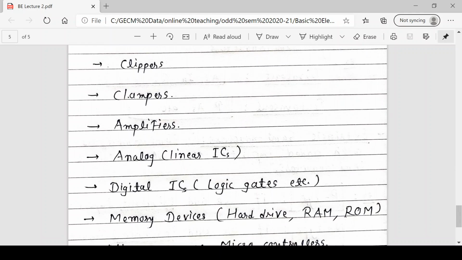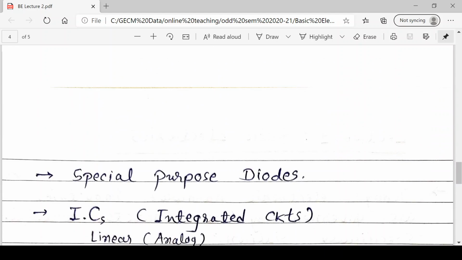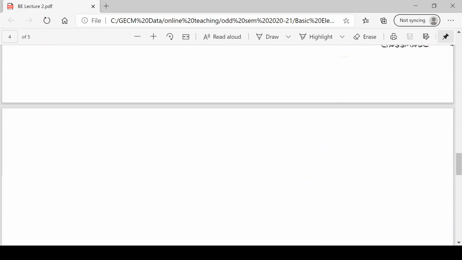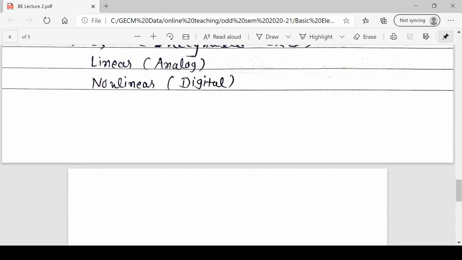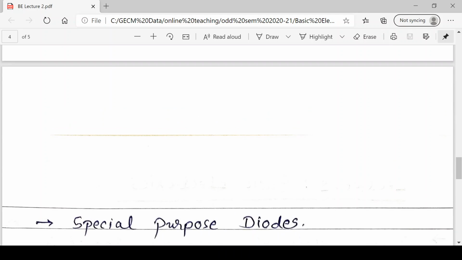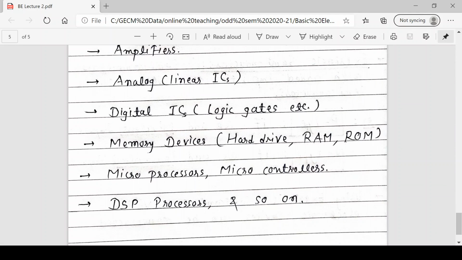So let's recall, how do we generate these circuits? These circuits can all be generated with the help of electronic devices. Which are the electronic devices? Diode, transistor, JFET, MOSFET, special purpose diodes, ICs. So devices are used to make circuits. This is all about electronic devices and circuits. The purpose of this lecture was to identify which are the electronic devices and how you can make circuits from those devices. So the purpose is quite fulfilled.